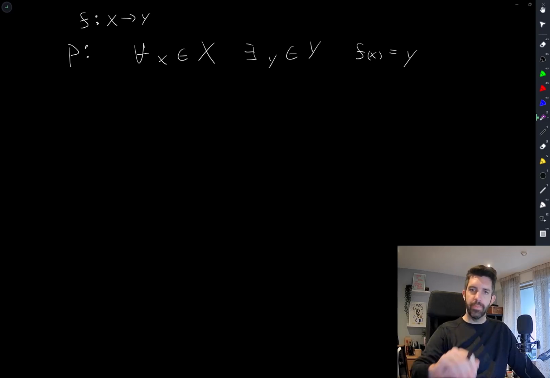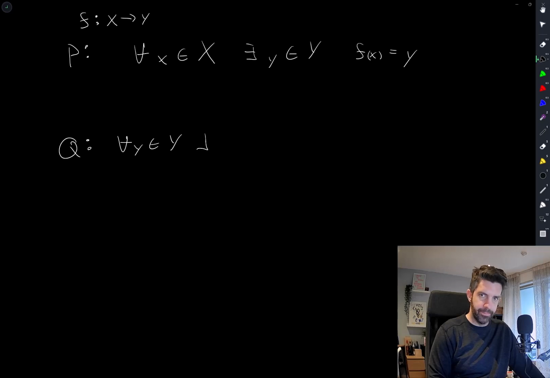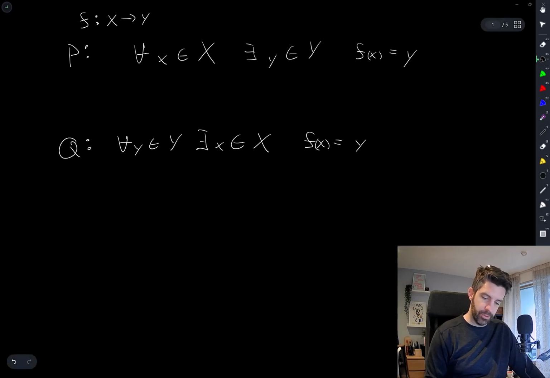Now, the statement Q, I noticed as I was reading this, says that for all y in the set Y, there exists x in the set X such that f of x is equal to y. So this says that the function f is surjective, right? It's saying that for any value of y, I can find an x that works here. So this is onto. That's the definition of being onto.